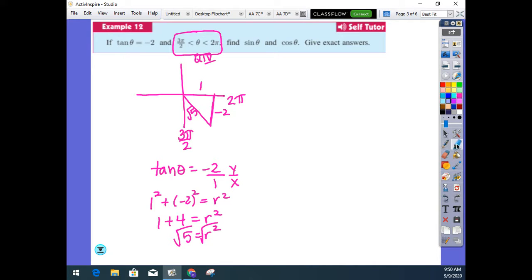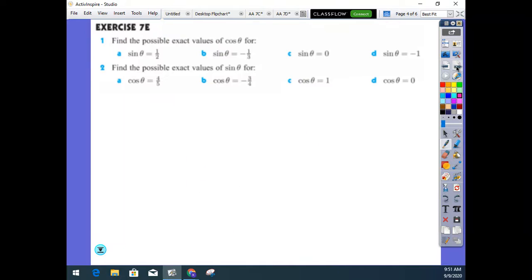As soon as you know your x, y, and r, you can find all trig ratios. Exact answers are the ratios. Sine is y over r. Cosine is x over r. And that's it. So to me, I like setting the triangle up, and then you can find all your trig values. And that's it.